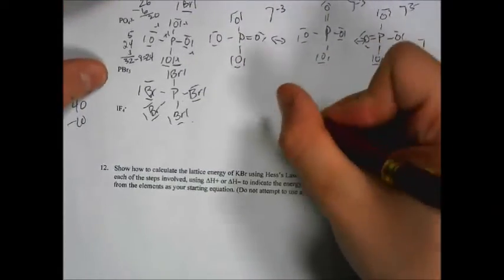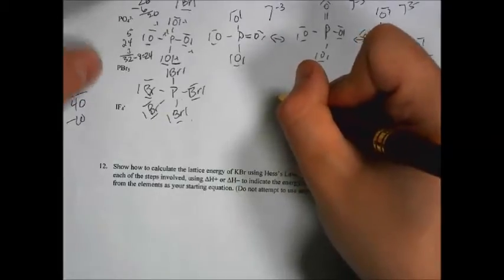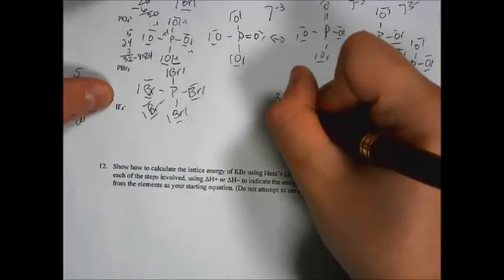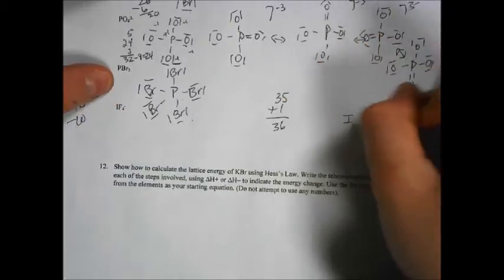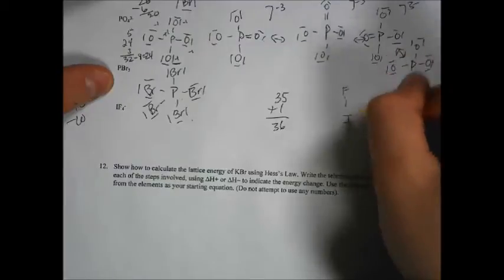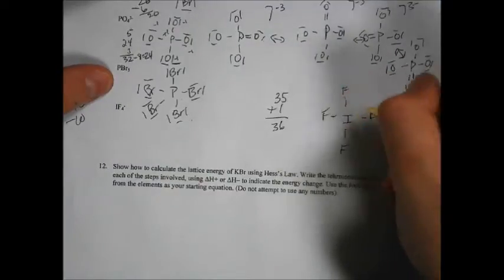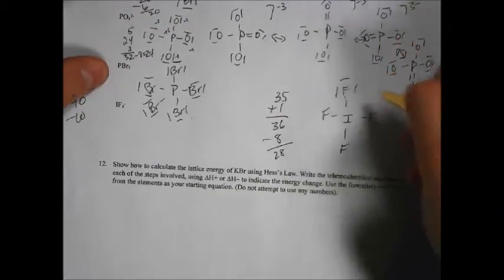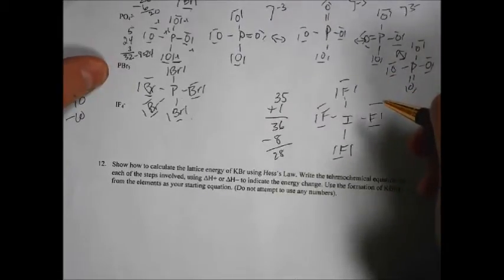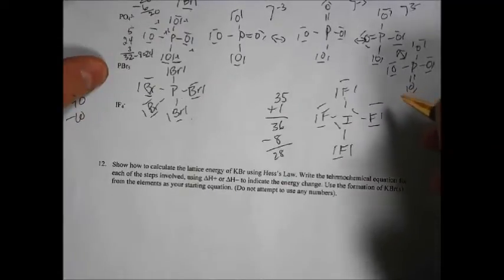Now, IF4 minus. Okay, so this is a little bit of a tougher one. So IF4 minus, this is going to bring 35 electrons to the party plus 1 for the minus charge, so 36. We're going to have I and with 4 Fs. We're going to take away 8 electrons, which is going to give us 28 left over. So we put them in 1, 2, 3, 4, 5, 6, 7, 8, 9, 10, 11, 12. I need to put in 2 more, so we're going to have 2 more there, and then that should be it.